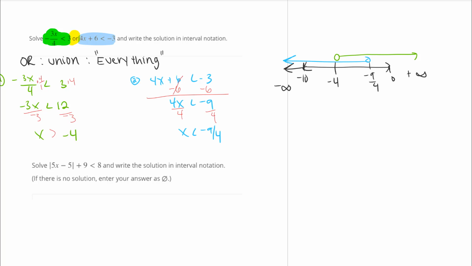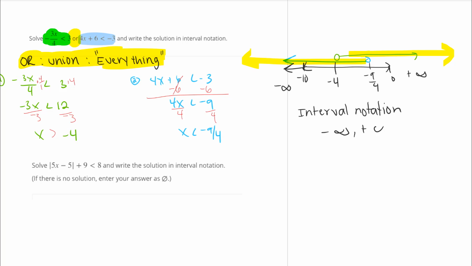So if I'm thinking about that or, which I said was the union, and you think about everything that's blue and everything that's green, well, that goes forever and ever in both directions on the number line. So it's all real numbers. So because I had union, my interval notation goes from negative infinity to positive infinity. And that would be my final answer.